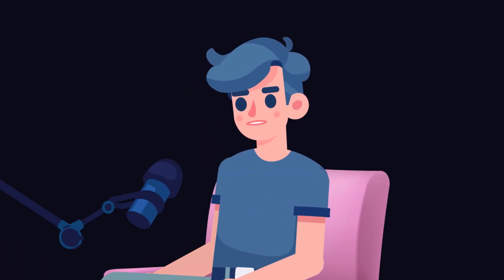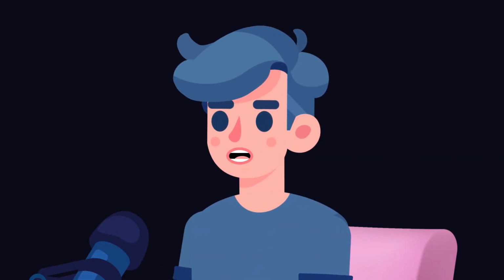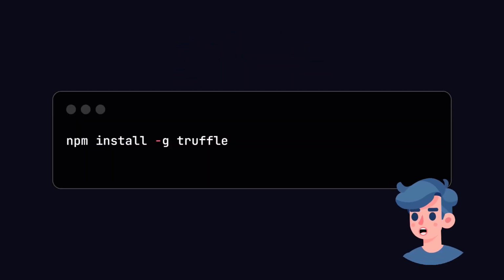Let's begin by setting up our development environment. We will need Node.js, Truffle, Ganache, and MetaMask to facilitate our development and testing. First, make sure you have Node.js installed. You can download it from the official website. Once you have Node.js installed, we will install Truffle globally using npm.